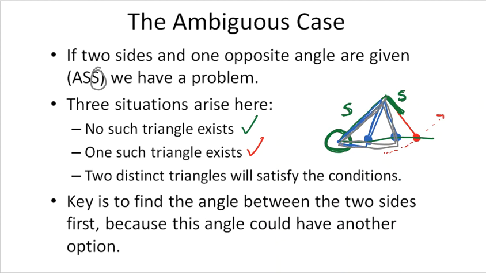So the key is to find the angle between the 2 sides first. The key is to find this angle right here between the 2 sides. This angle could have another option. Now, this is why it's called the ambiguous case. Ambiguous means it's kind of cloudy. Like, I don't know, do I have one answer? Do I have 2 answers? Or maybe I have no answers. And this is something that you only have to worry about in the ASS scenario.